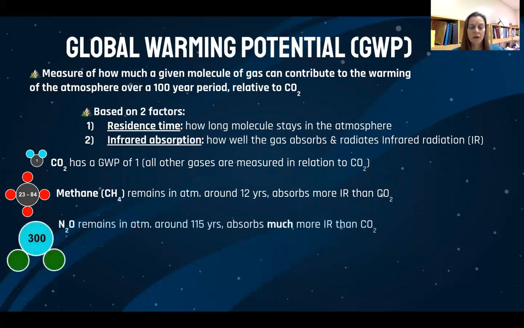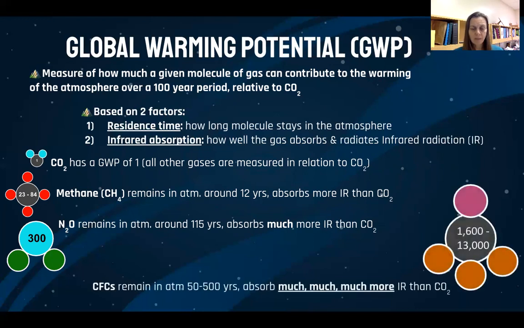Next one, nitrous oxide. So nitrous oxide has a really, really long dwelling time or residence time. It remains in the atmosphere around 115 years, and it absorbs much more infrared radiation than carbon dioxide does and radiates that back. So it actually has a global warming potential of around 300. So huge, huge increase there, 300 times more damaging than carbon dioxide. And then the last one that we talked about is CFCs. And CFCs remain in the atmosphere most of the time 50 to 100 years. They can last as long as 500 years, depending on the chain length.